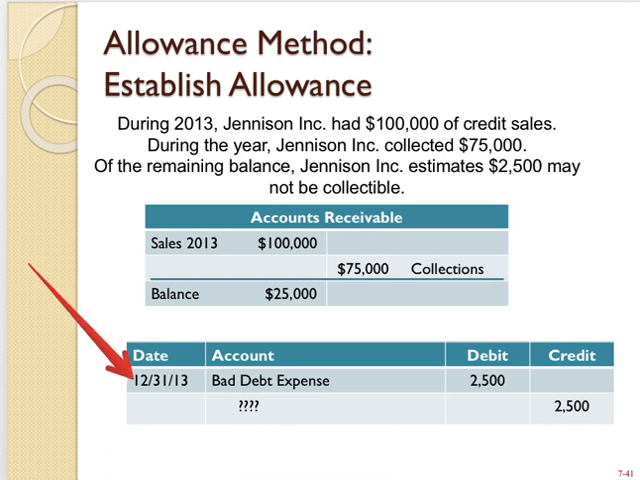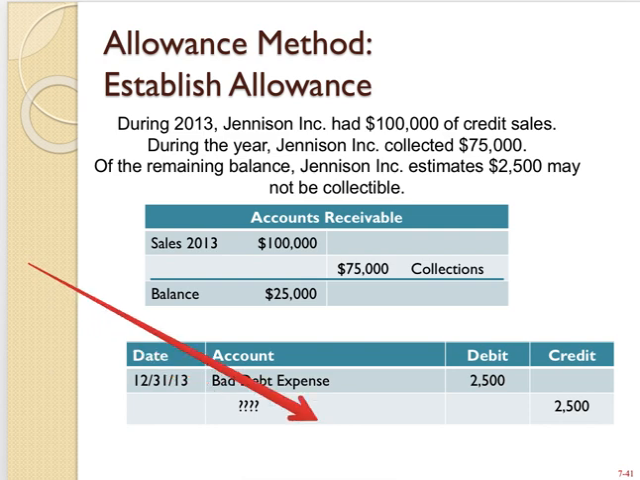So at the end of this accounting period, I estimate $2,500 is uncollectible. Not write off, not give up. I just estimate $2,500 is uncollectible. So I'm going to record the bad debt expense at that time, at the time I make that estimate. But what should the other side of the entry be? Because we're not ready to write it off yet, right?